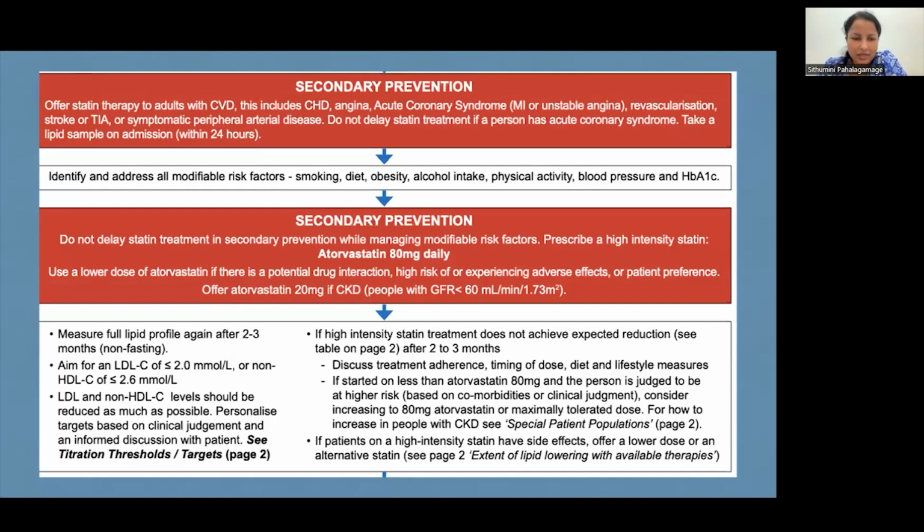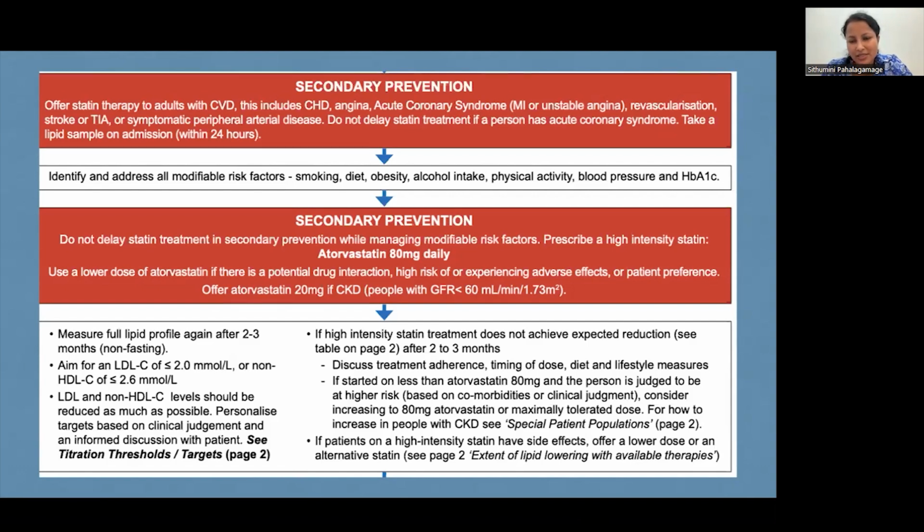And again here, recheck the lipid profile after 2 to 3 months. Aim for an LDL cholesterol of 2 millimoles per liter and non-HDL cholesterol of 2.6. This is an LDL cholesterol of about 70 and non-HDL cholesterol of about 100. LDL and non-HDL cholesterol levels should be reduced as much as possible. They say personalized targets based on clinical judgment and informed decision with the patient.